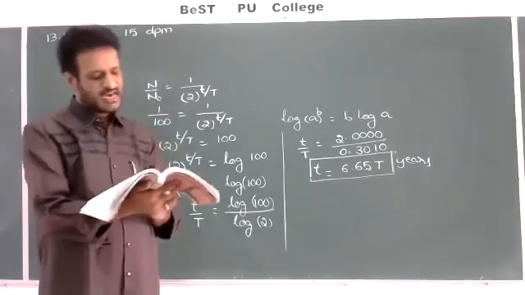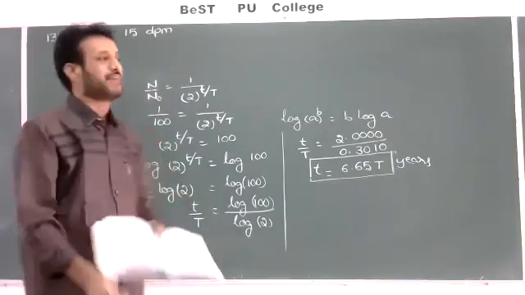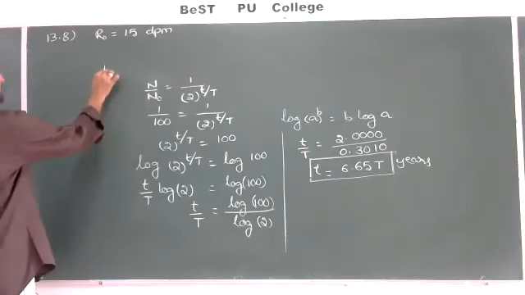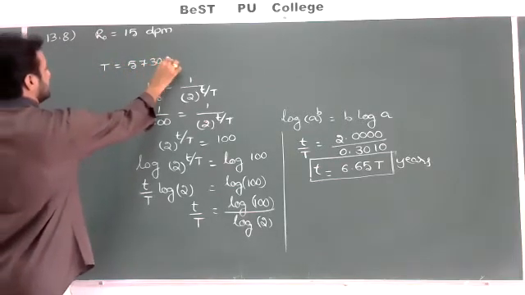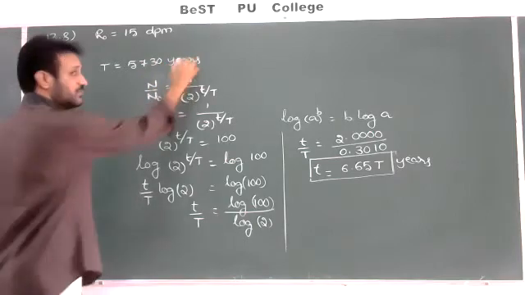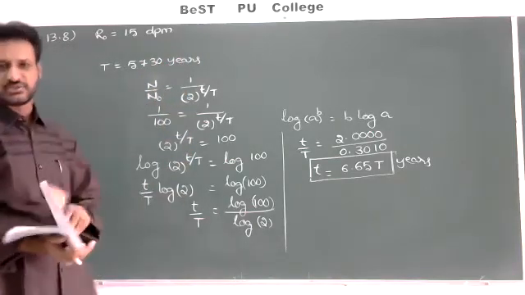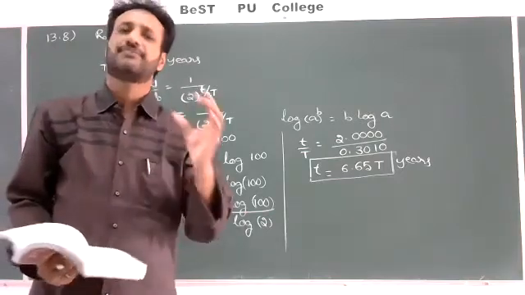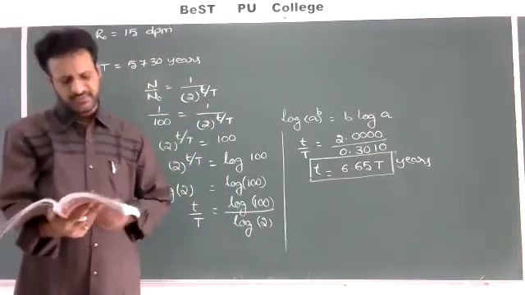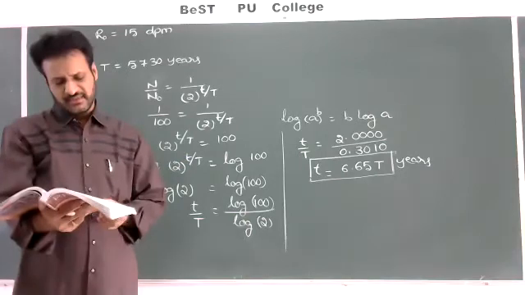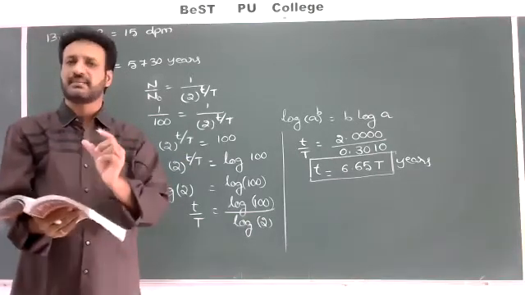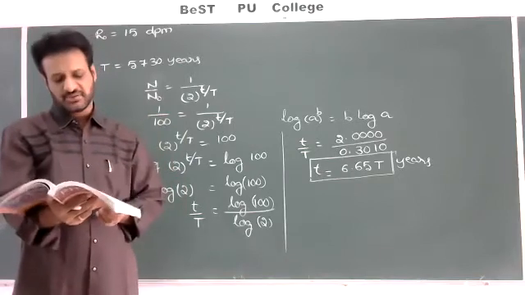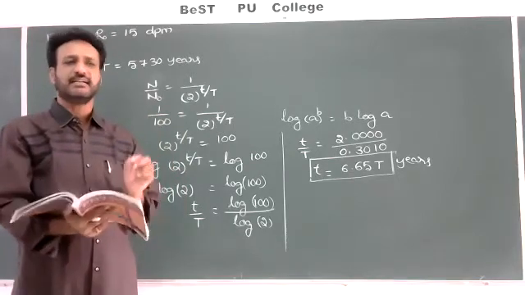They have given the half-life of carbon-14 as 5730 years here: capital T is equal to 5730 years. That means after 5730 years, the sample still contains half of the atoms. With this half-life, we can estimate the approximate age of the organism, and that method is called carbon dating.